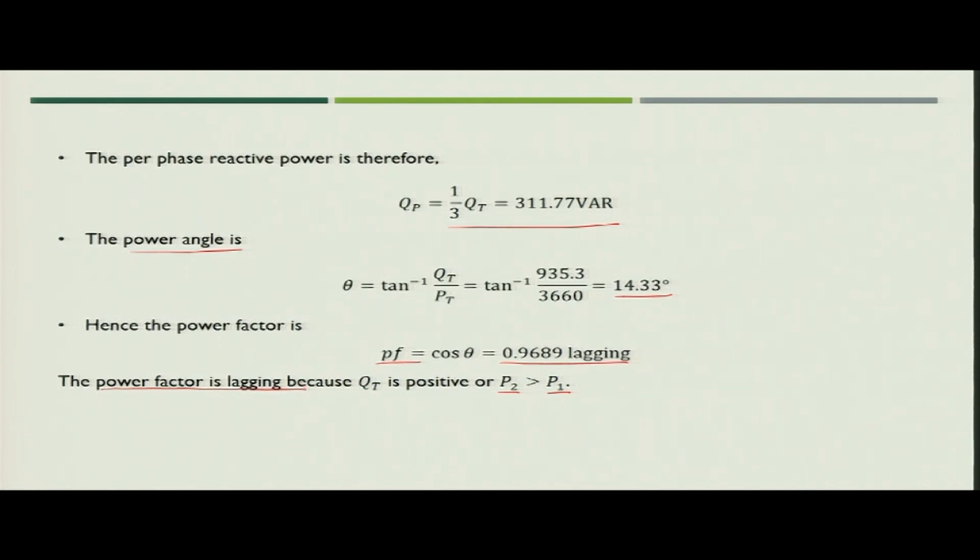So, with this we can close our today's session, in which we discussed the unbalanced 3-phase system. In next week we will start the topic related to state variable analysis.